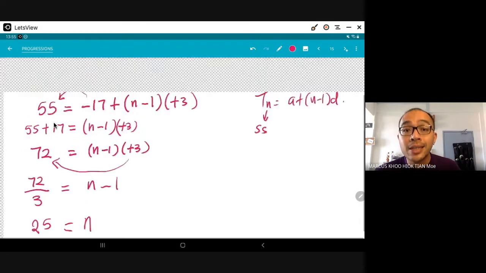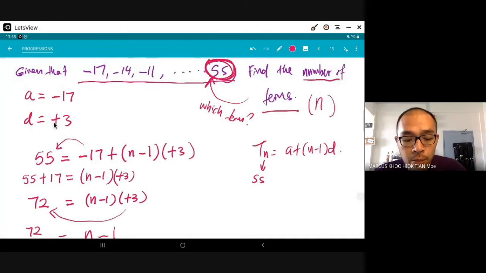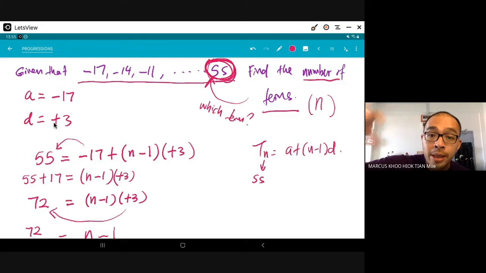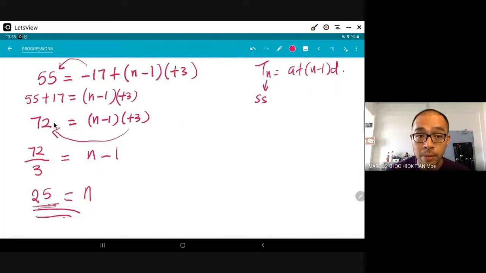But this is another kind of common question. Dia bagi kamu sebutan yang sangat random. They give you the arithmetic progression, then they give you a random number inside the progression. So you want to find that one is in what position. Ini nombor 55 ini di tempat yang keberapa. Kita dapati dia adalah di tempat yang ke-25.